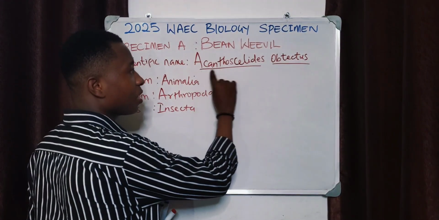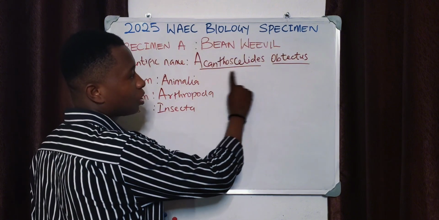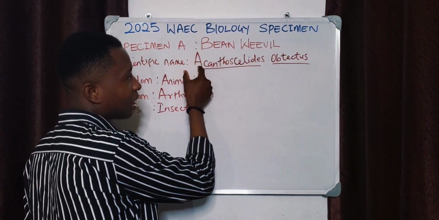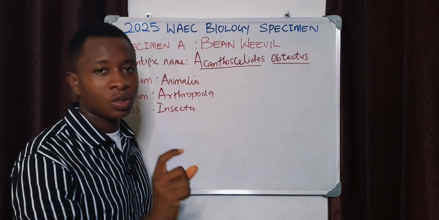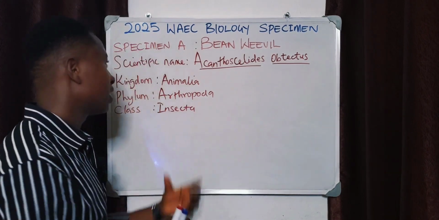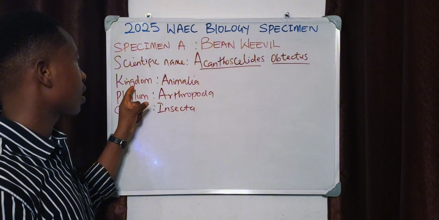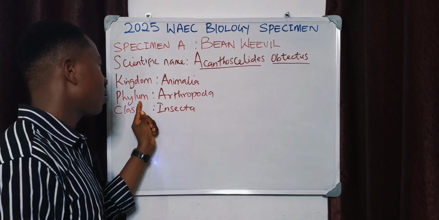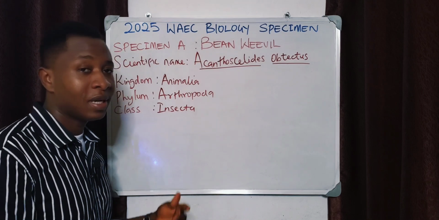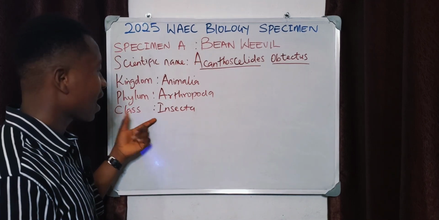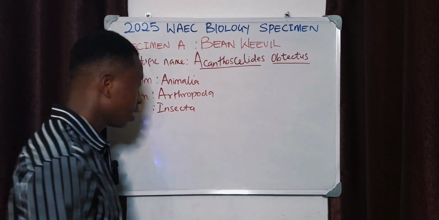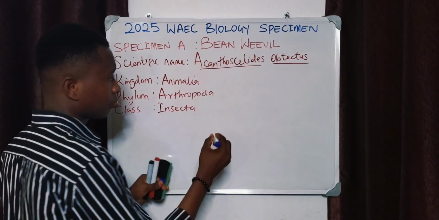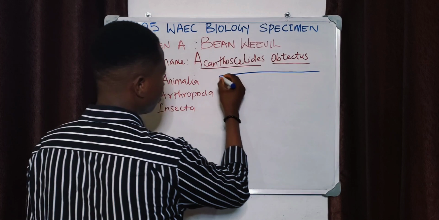Now, when you write the scientific name this way, please underline separately. The genus name must start with a capital letter and the species name with a small letter. That's very important. Other things you need to note is the kingdom. It is under kingdom Animalia, under phylum Arthropoda, the largest phylum, and class Insecta. Aside from that, there are other pieces of information you need to know.